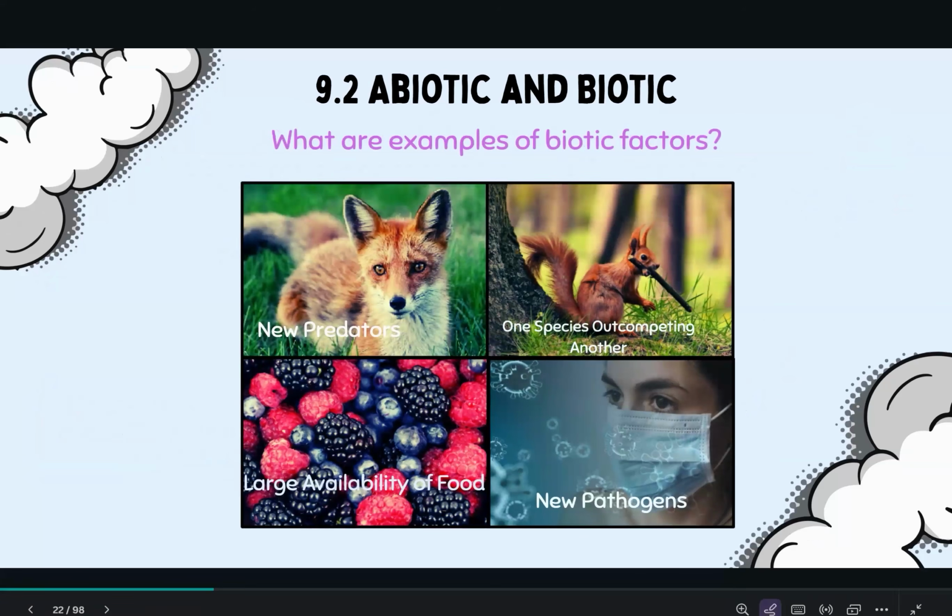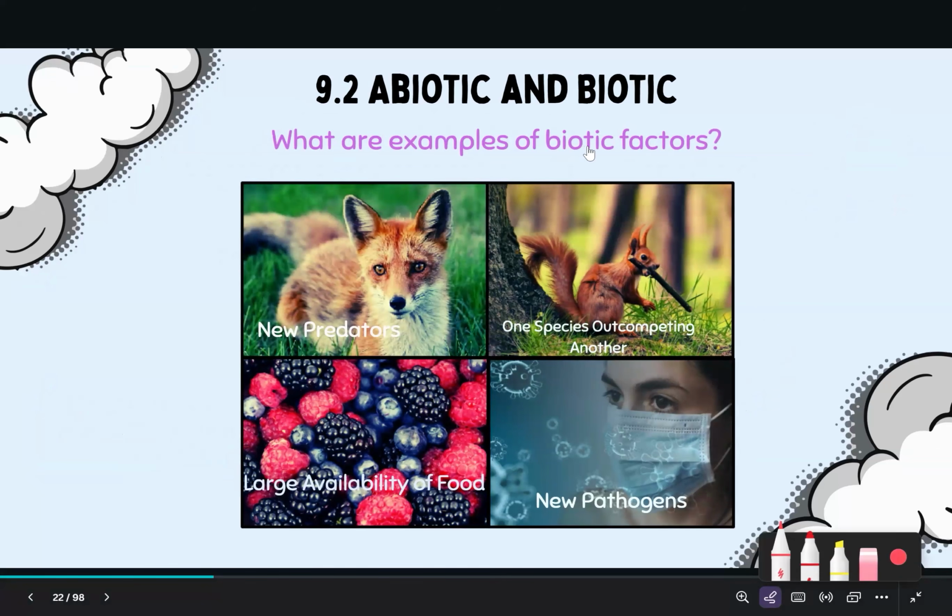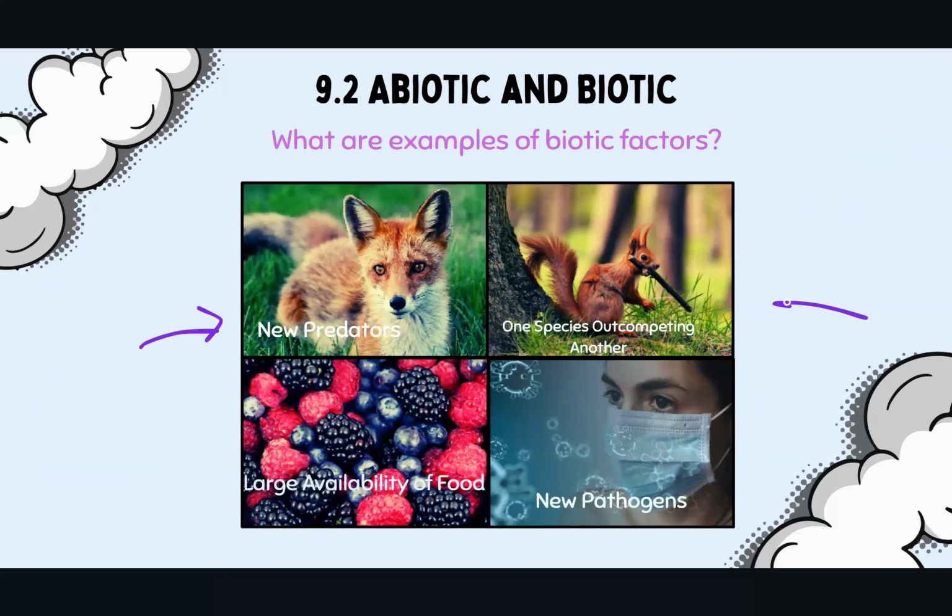So what are examples of biotic factors? New predators. One species competing with another. An example of that is the red and grey squirrel. Large availability of food, and pathogens. Let's go through one at a time.